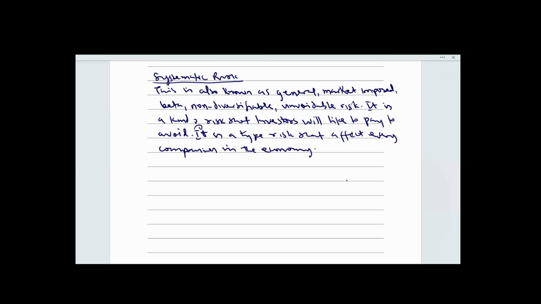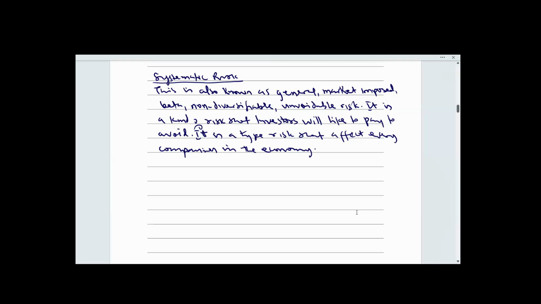And such risk is general. When you say general, general means everybody. That risk will affect everybody in the economy. All right. It is market imposed. It's beyond the control of any individual company. Nobody, not even government, can control systematic risk, and it is not diversifiable, right? It is unavoidable. Everybody must bear systematic risk.